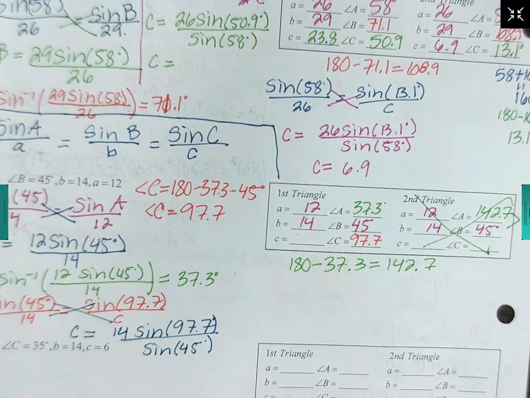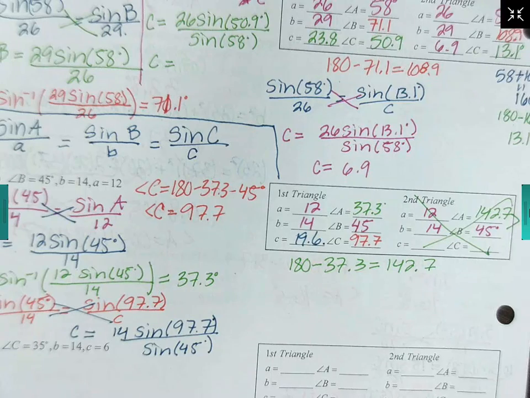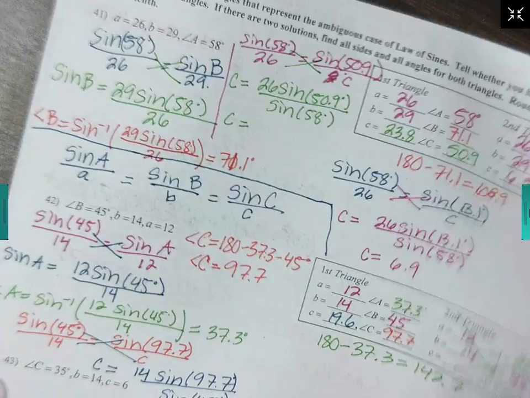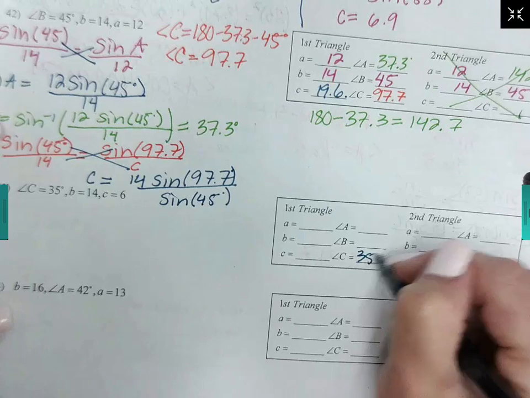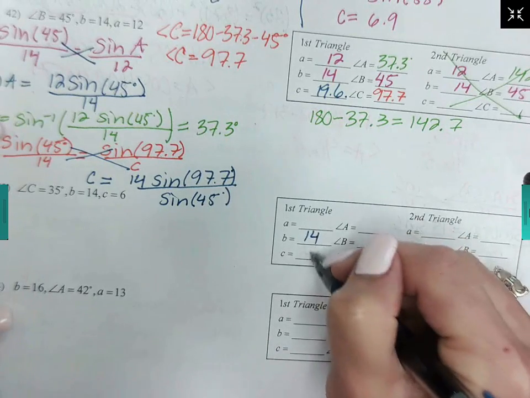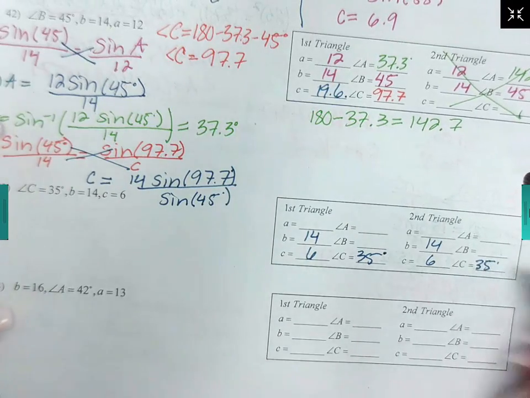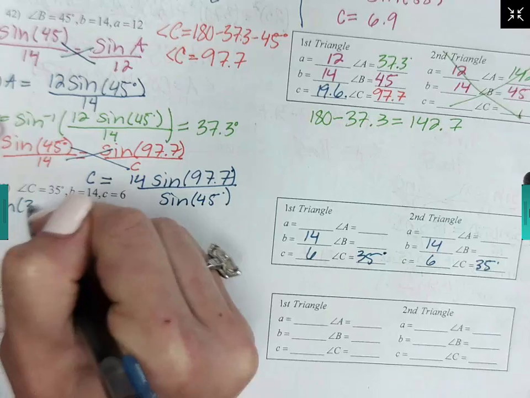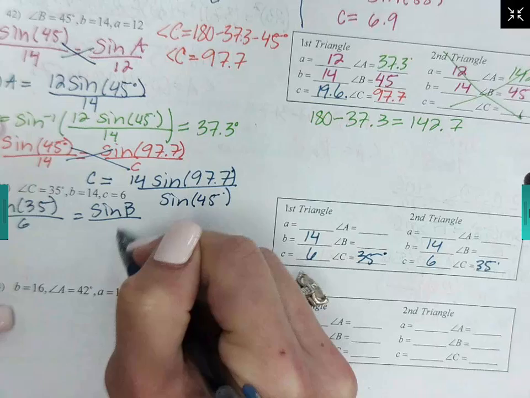Okay? 19.6, good. All right, guys, are there any questions on 41 or 42? Okay, let's do 43 quickly, and it will go by quickly. Hint, hint. But I'm going to still do the same thing I've been doing by just saying that's 35, 14, 6. Okay, so sine of 35 divided by 6 is equal to sine of B divided by 14.